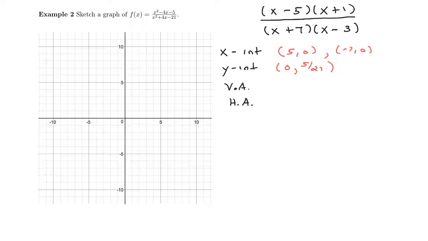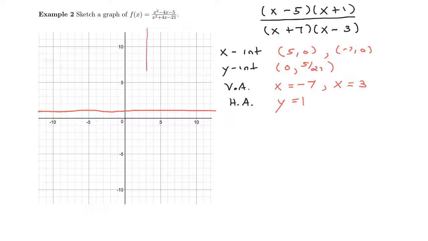The vertical asymptotes are located at x equals negative 7 and also x equals positive 3. That's where the denominator is 0. And actually the horizontal asymptote, again, it's just 1. And let's actually graph from here. So we have y equals 1. That was the horizontal asymptote.